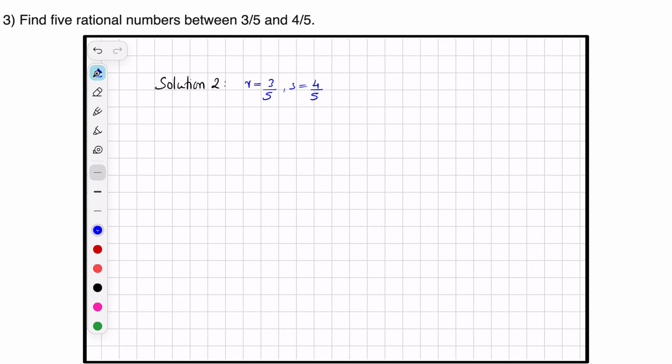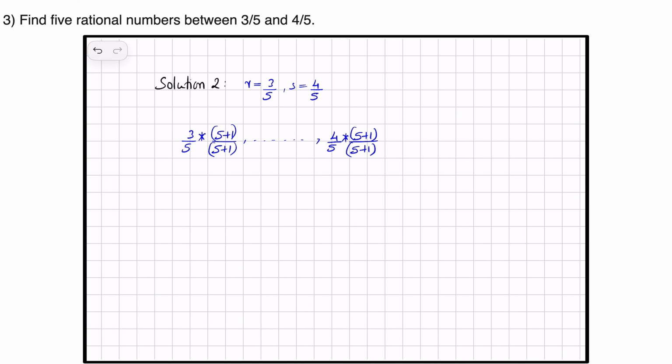Okay, and we have to find 5 rational numbers between the two. That means we will have to multiply the numerator and denominator by 5 plus 1. So let us write it. The first number, 3 by 5, I multiply by 5 plus 1 and I will also divide by 5 plus 1, and the other number is 4 by 5, I will multiply it by 5 plus 1 and I will divide by 5 plus 1.